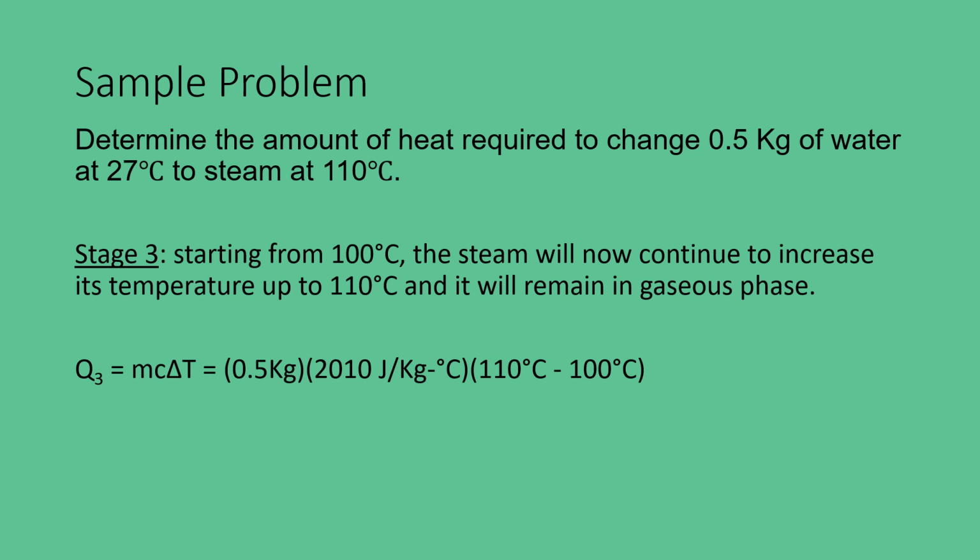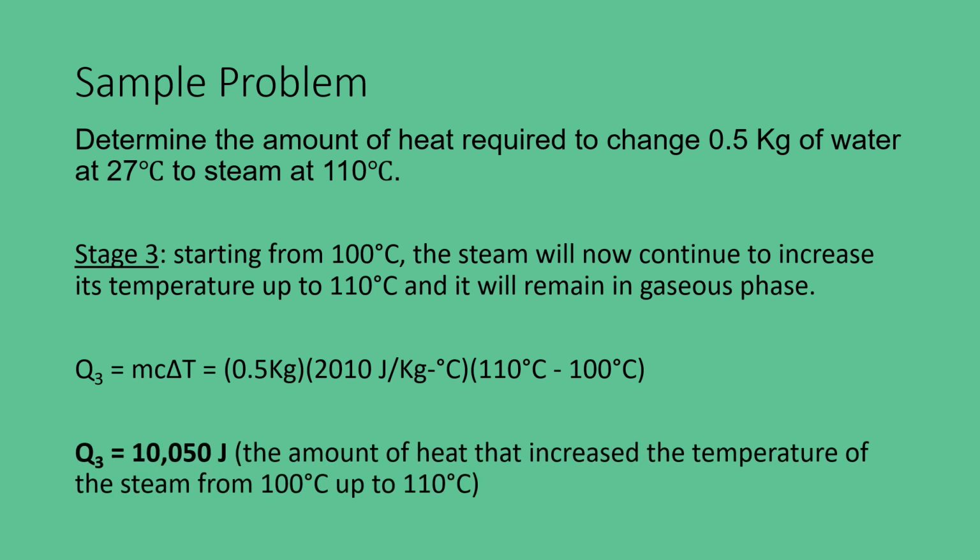So that is 0.5 kilograms times the specific heat of steam, which is 2010 joules per kilogram degree Celsius, times the change in temperature, 110 minus 100 degrees Celsius. So we will have Q3 equal to 10,050 joules. That is the amount of heat that increased the temperature of the steam from 100 degrees Celsius up to 110 degrees Celsius.